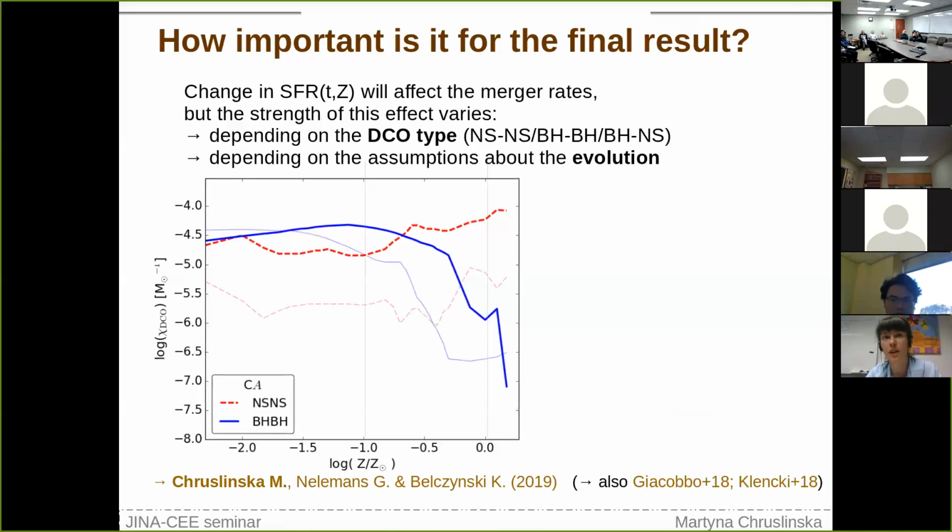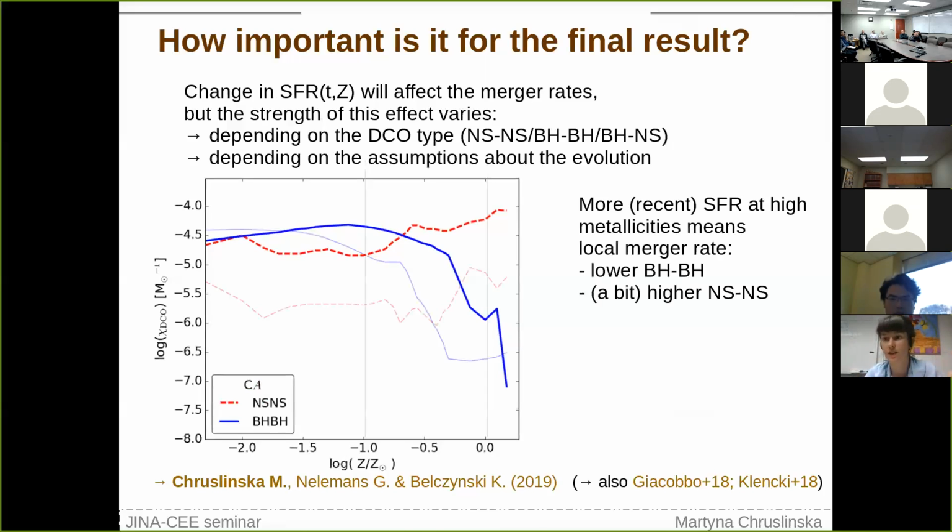And now if you try hard, then maybe you can see those thin lines that appeared in the background. They show the same relation, but for a different model, so for a different set of assumptions about the binary evolution. It doesn't matter what assumptions exactly, I just want to show that in general this is model dependent. But there are several features that appear robust. For instance, if more star formation happens at high metallicities than what we assume, then double black hole merger rates should be lower, and those of double neutron stars probably a bit higher.